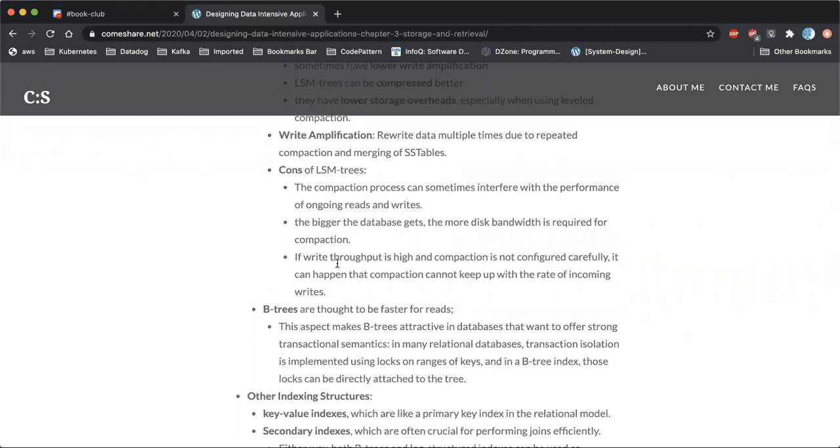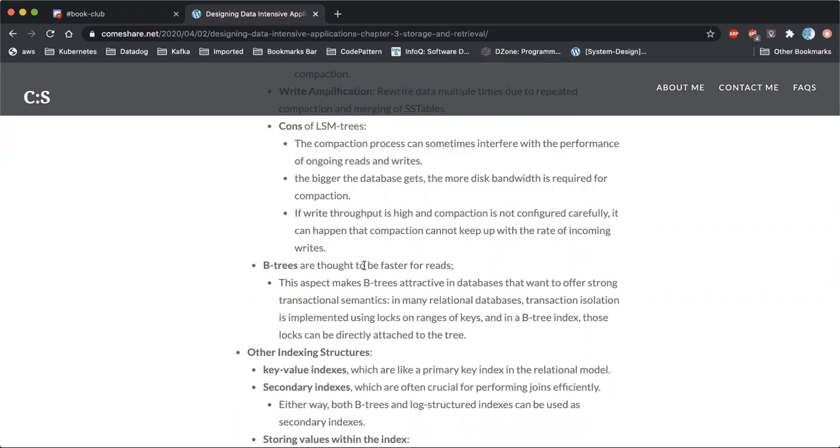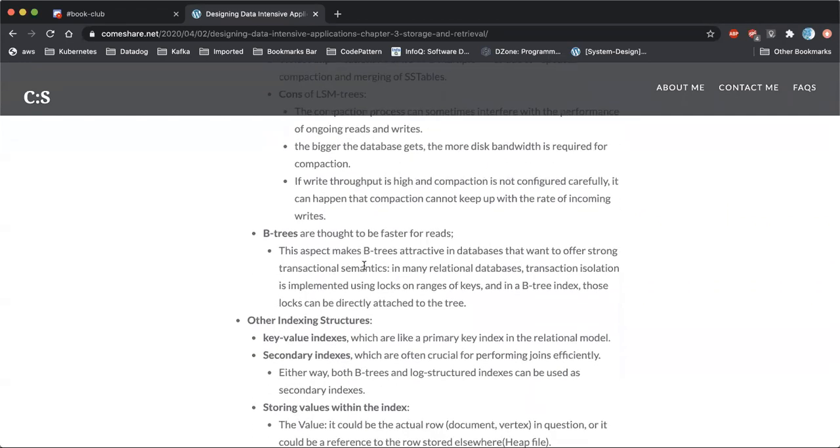So we were talking about write amplification. The bigger the database gets, the more bandwidth the disk requires for compaction. Yep, we talked about compaction. When the write throughput is high, compaction cannot keep up with the rate of incoming writes. I think most of the cons are because of the compaction.